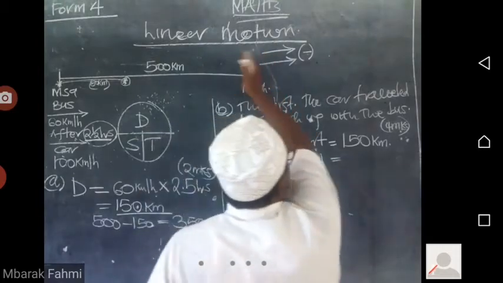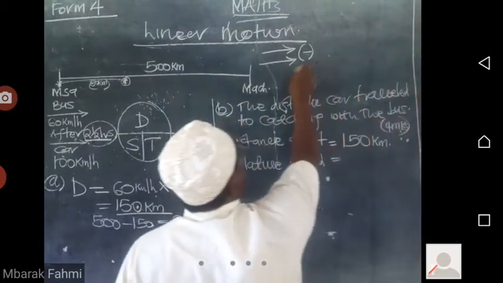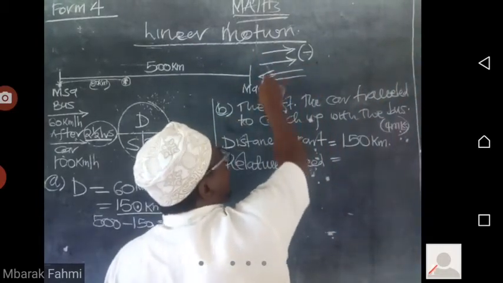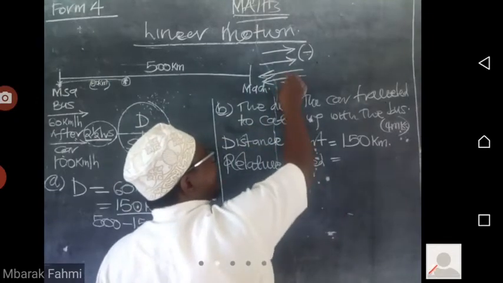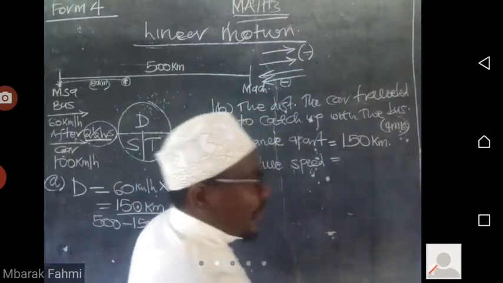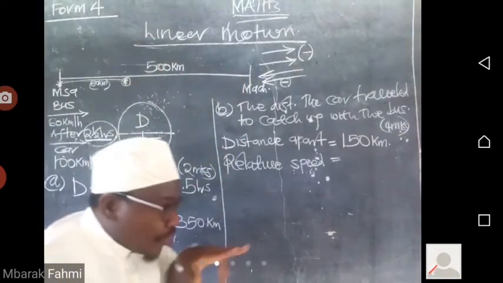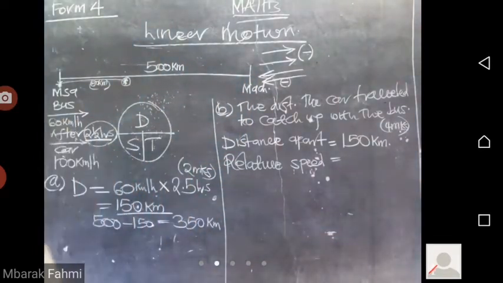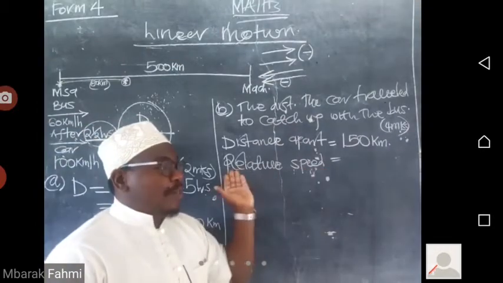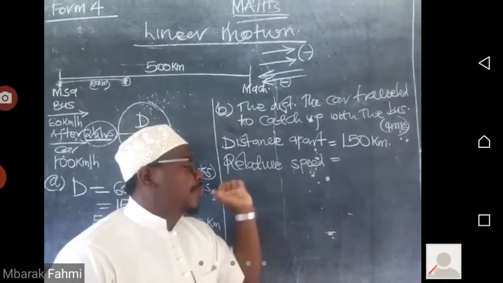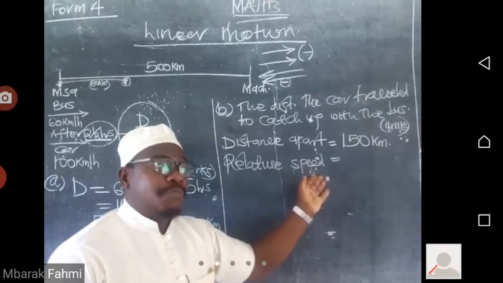Either they are moving in that direction or in the other direction, as long as it is the same direction. This one is moving from Mombasa to Machakos, the bus, and the car is also moving from Mombasa to Machakos. So they are moving in the same direction. We'll subtract their speeds to get their relative speed.